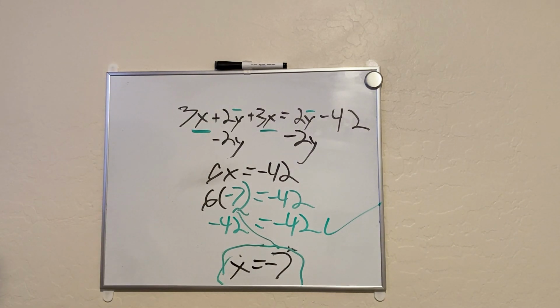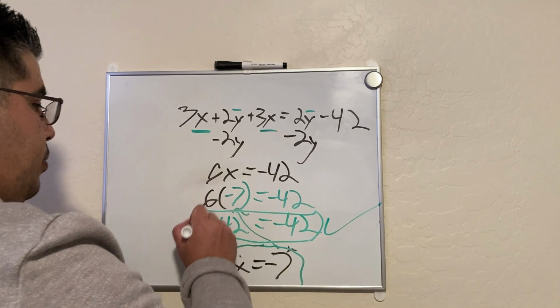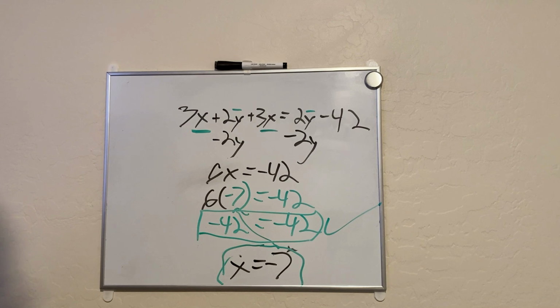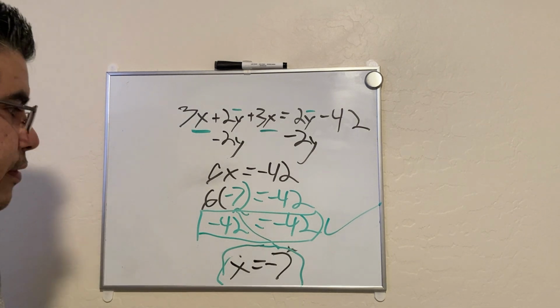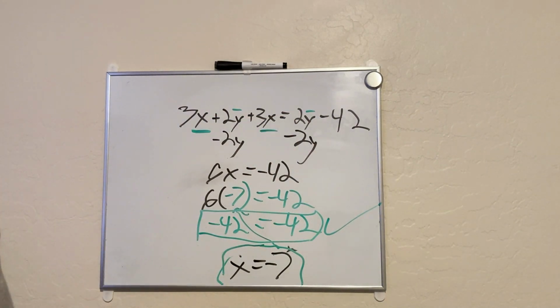Check. Fantastic. It works. This is correct because we checked it. 6 times 7 is going to be 42, but it's going to be negative because it's a positive times a negative. So it's going to be negative 42. They're equal. That's how we know we did a good job. Awesome.